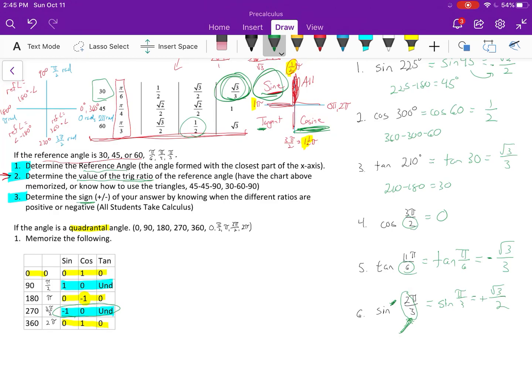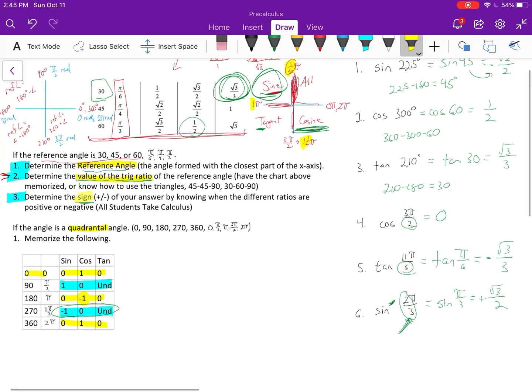So hopefully that helps you understand how to walk through those. Again, the short way of remembering this would be: find the reference angle, think about the value of the trig ratio, whether it's sine, cosine, or tangent of whatever reference angle that was, and then determine your sign by which quadrant you're in.